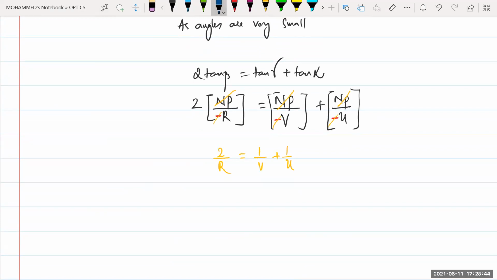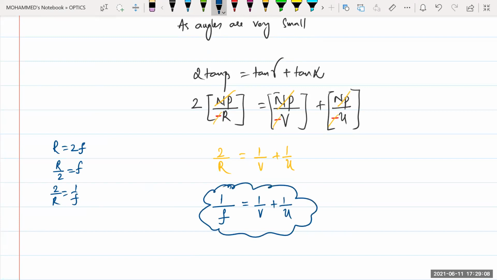Now tell me what is 2 by R, beta? We know the relation R is equal to 2 times the focal length. So 2 by R will be equal to how much? You know that R by 2 is F, so 2 by R will be 1 by F. You can write this as 1 by F is equal to 1 by V plus 1 by U. So this is the mirror formula, which you should remember.